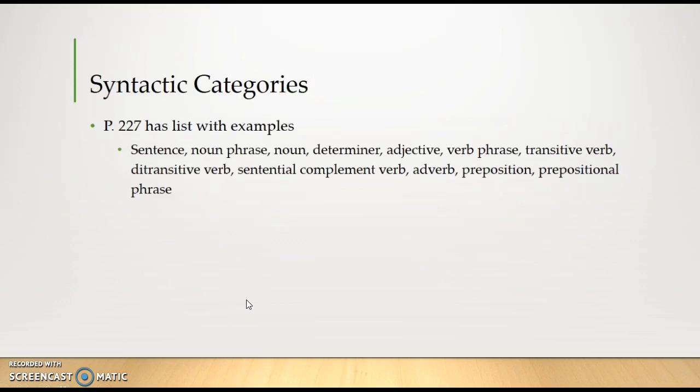Now, page 227 of your text has examples of different syntactic categories. These are going to be really important when we get into sentence diagramming later in this presentation and also later in your book. You need to have a very strong understanding of what these different categories mean. Make sure you're reviewing it, and when you start diagramming sentences, you're going back to this list so you know exactly what you're talking about in terms of categorizing them.